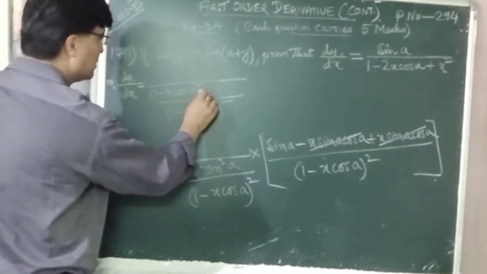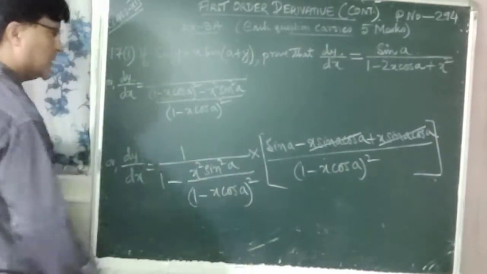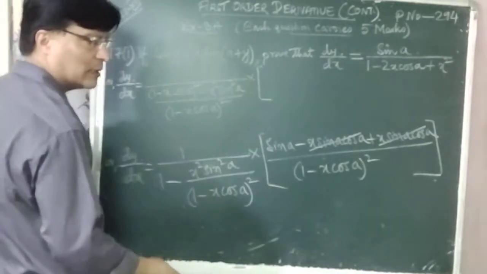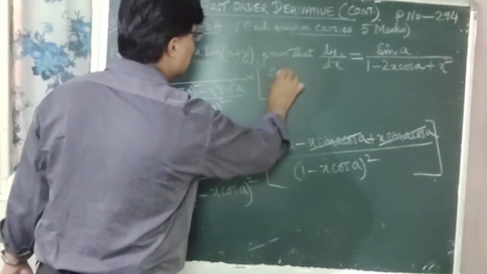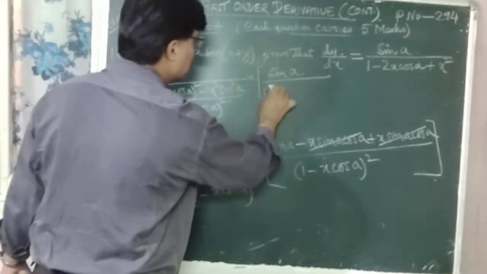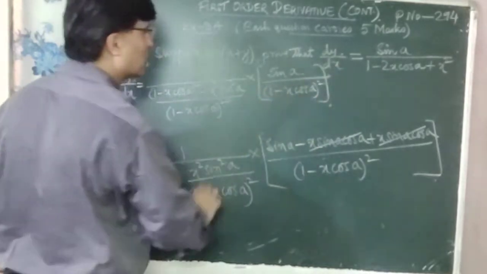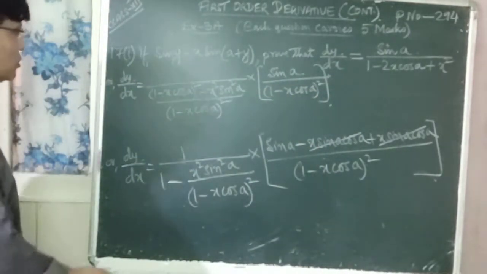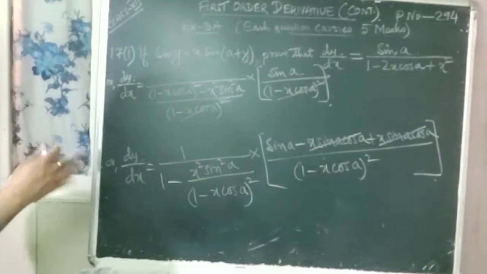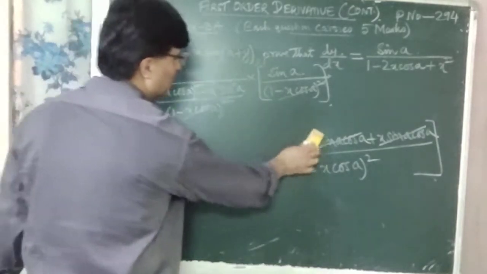Then minus, this is x squared sin squared a, into, now within the third bracket, it remains only sin a, divided by, in the denominator, 1 minus x cos a whole squared. Here the third bracket is closed. So now you can cancel here, 1 minus x cos a whole squared gets cancelled. Now you will get the simplified value.